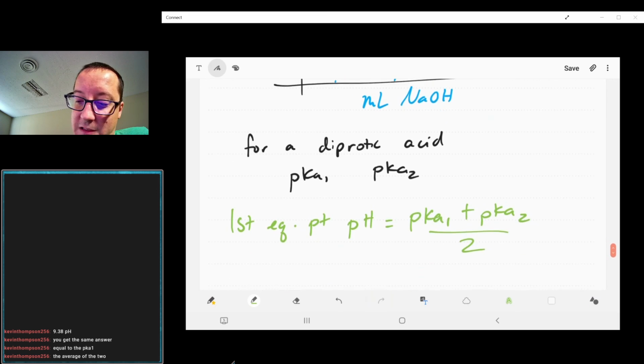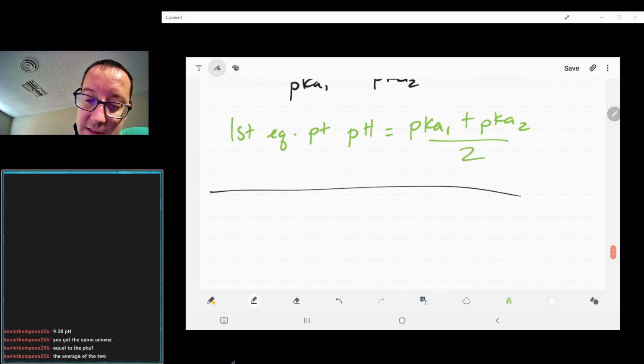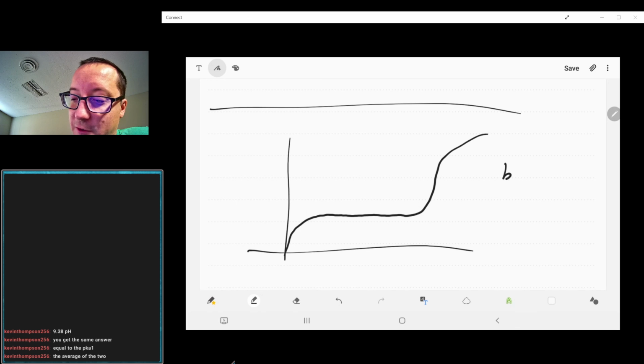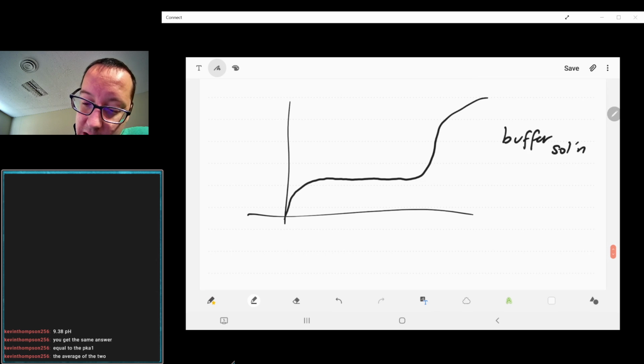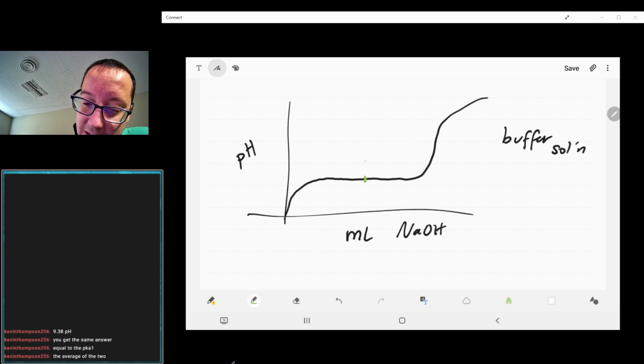And just to rush through, a buffer solution, its titration will look something like this. This would be something like with a buffer. This is going to be, again, milliliters of NaOH added, or acid, it could be either way. This would be our pH. We're going to see, again, pKa is halfway through there. This whole area is going to be the buffer capacity.